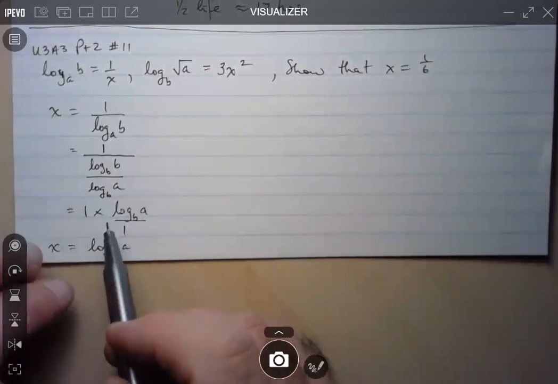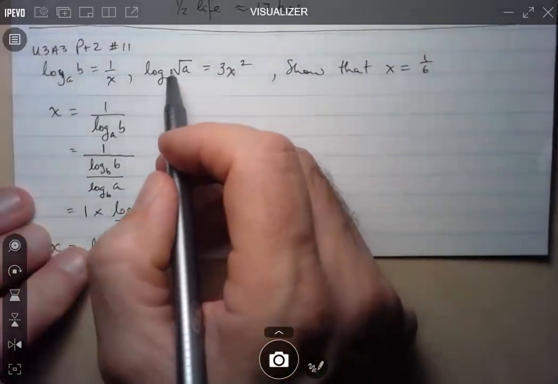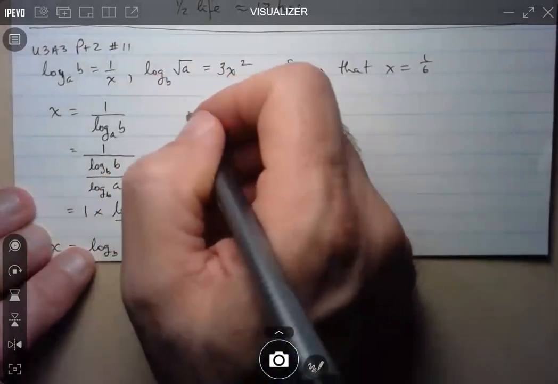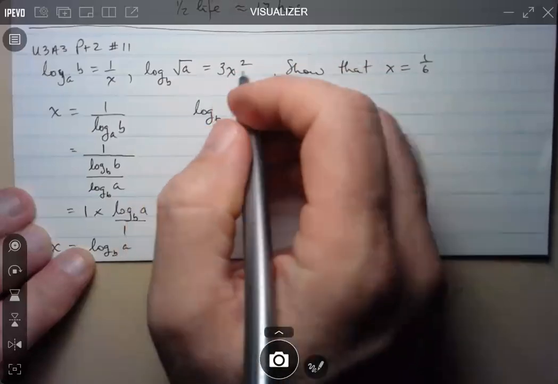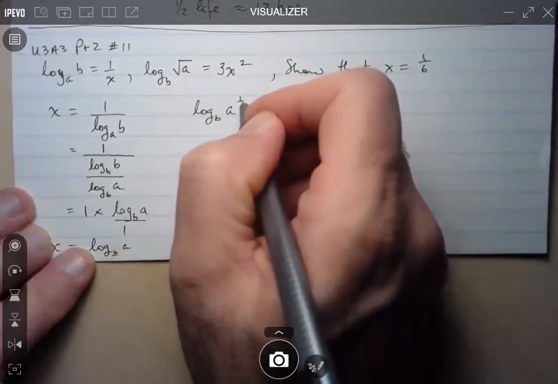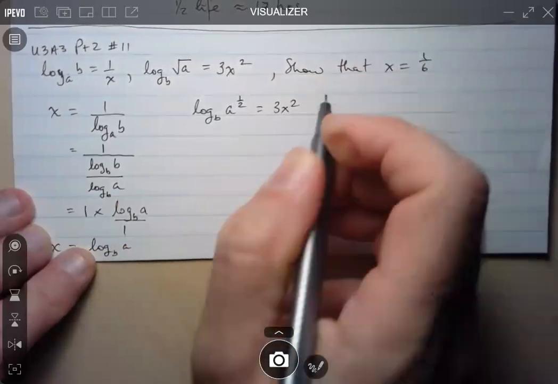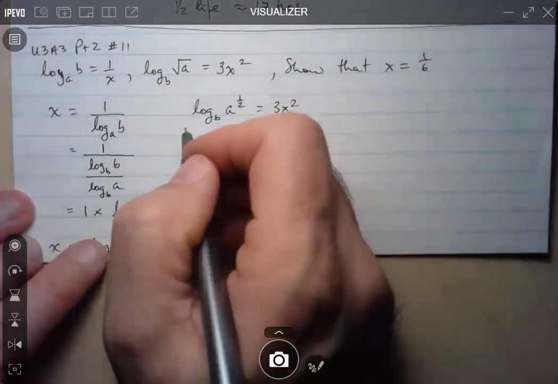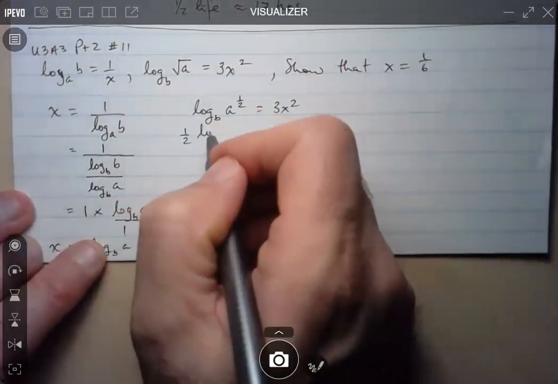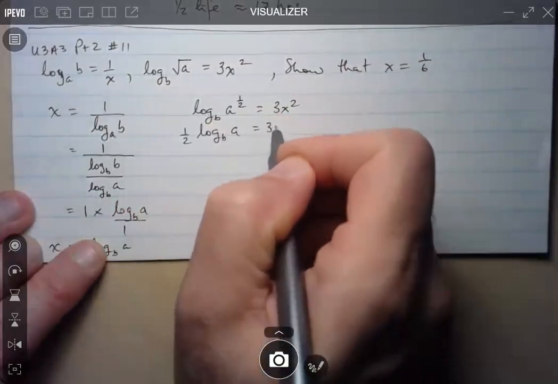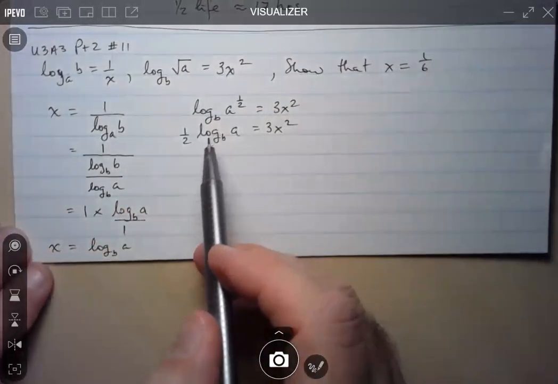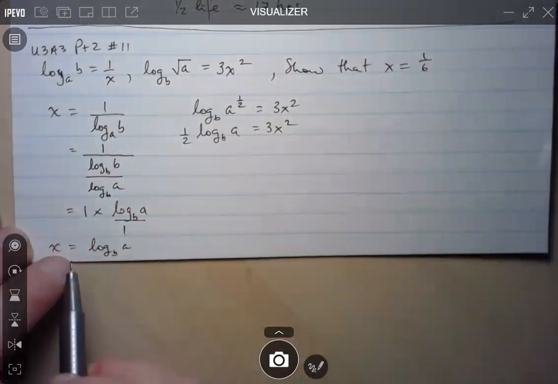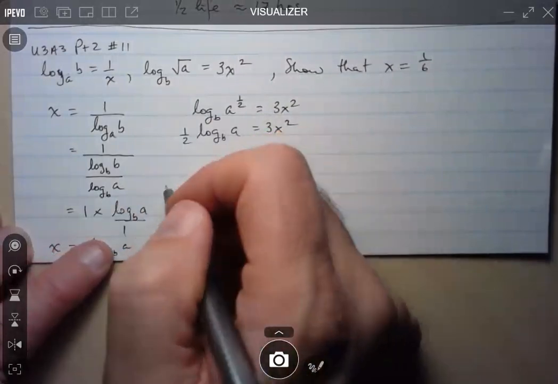And this is where I also notice that, hey, log base B of square root of A is the same as A to the 1/2. So now let's take this second equation, and instead of writing square root of A, I can write it as A to the 1/2, and look what that allows me to do, to use the ski slope rule. And now look what I can do. This log base B of A is exactly equal to x. And so now I can substitute that into the other equation.